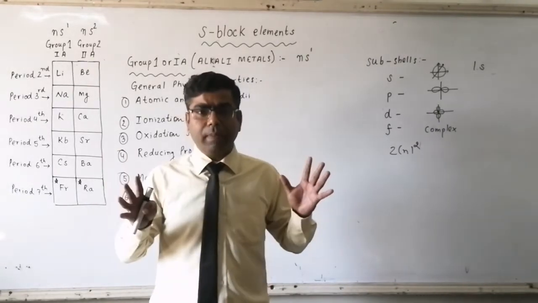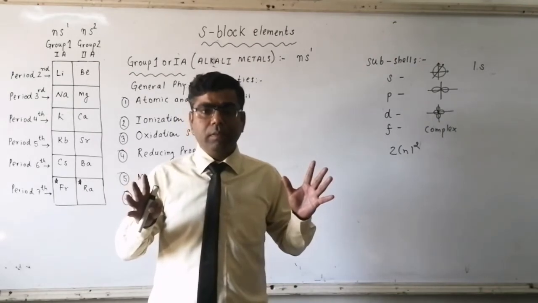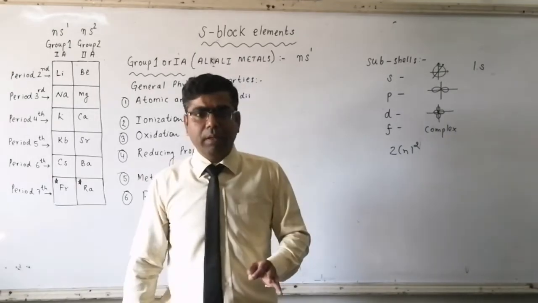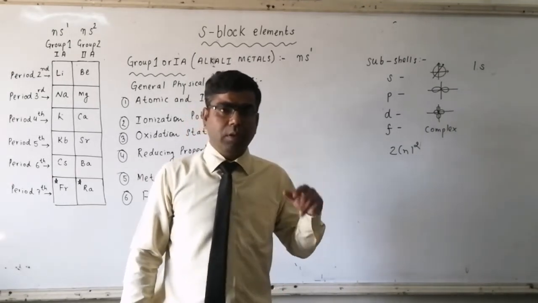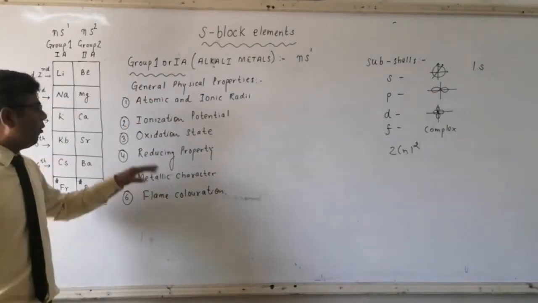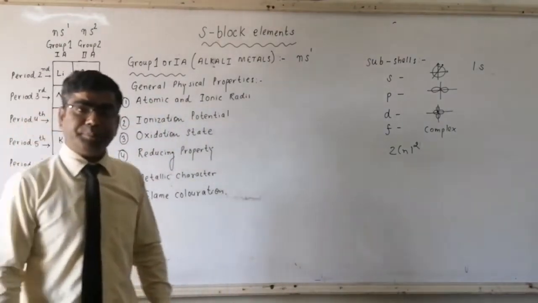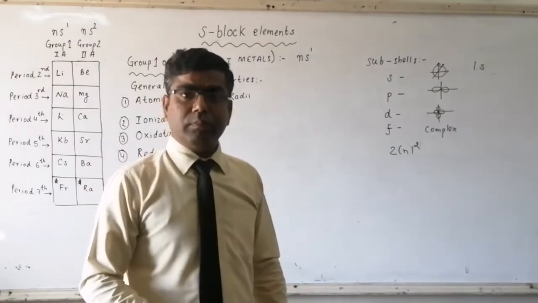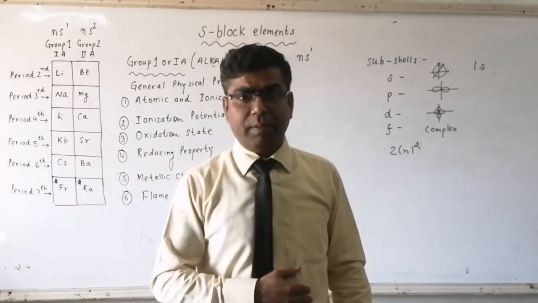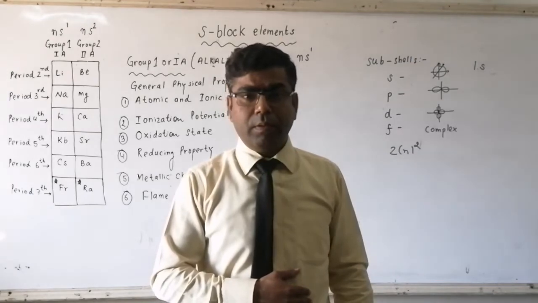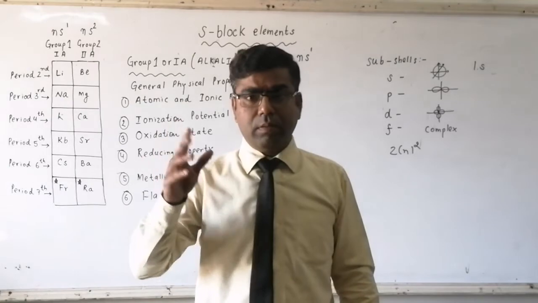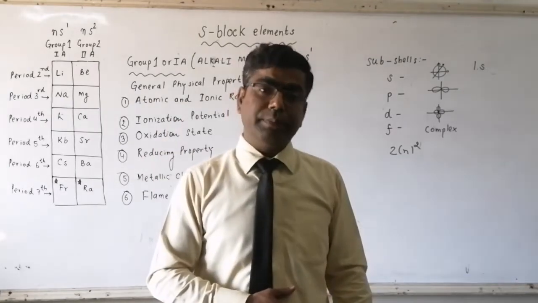In any period, the alkali metal forms the first member of the period. So let us talk about some general physical properties. First one is atomic and ionic radii. It is the first member of any period, with one electron in the outermost shell.